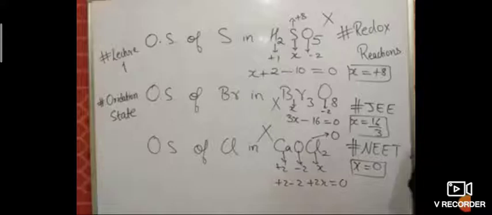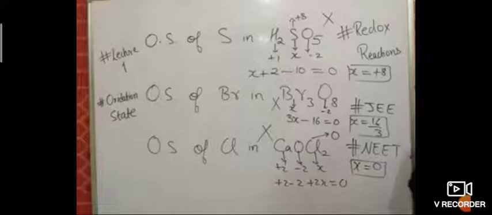In redox reactions, another example is given: Br3O8. In this, what will be the oxidation state of bromine? 3x minus 16 equals 0, x equals 16 by 3. Next, the oxidation state of chlorine in CaOCl2. In this, 2 chlorine atoms are there, so plus 2 minus 2 plus 2x equals 0, that is x equals 0. So this is the way we are calculating oxidation number.